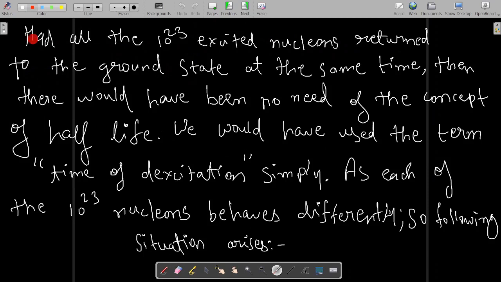Now, suppose this would have been the situation. Let us take a hypothetical situation that all of the 10 to the power 23 excited nucleons return to the ground state at the same time. Had all the 10 to the power 23 excited nucleons return to the ground state at the same time, what does it mean?